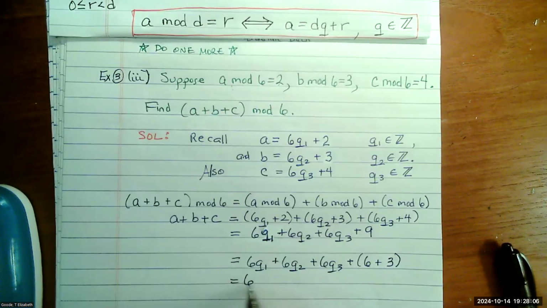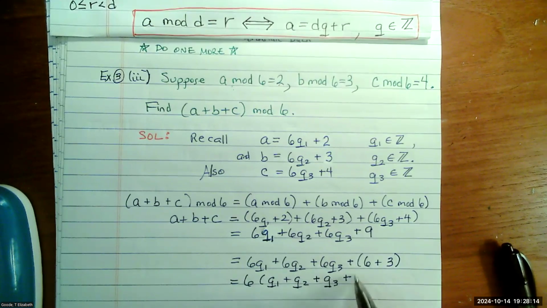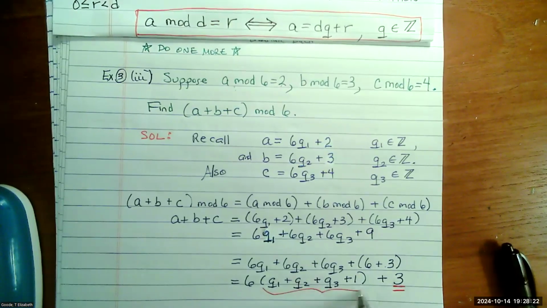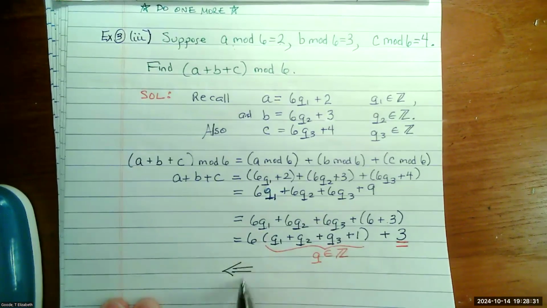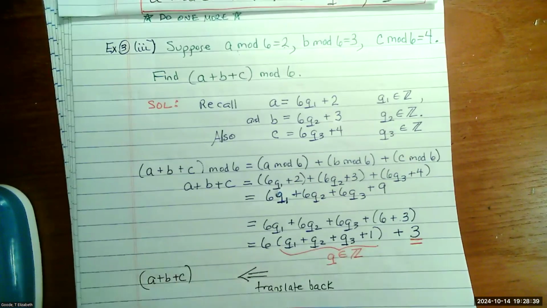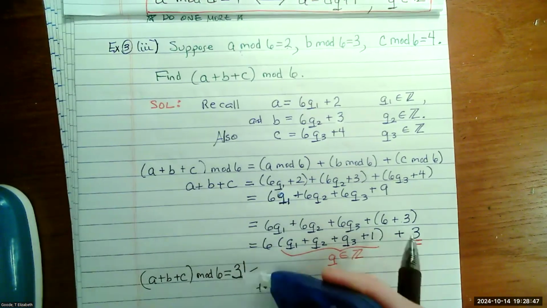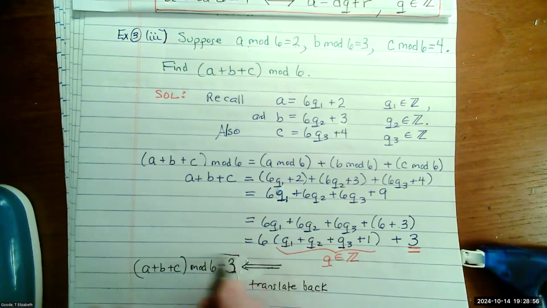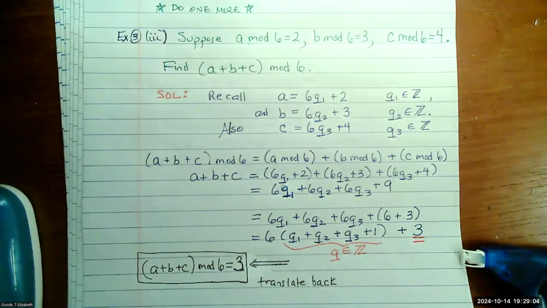And then you can pull the 6 out of the first 4 terms. So we have 6 times Q1 plus Q2 plus Q3 plus 1. And then this plus 3 is now left out. And it is an appropriate size to be a remainder, mod 6. So we translate back now. So A plus B plus C mod 6 is 3. Let me get my arrow out of my own way. Questions?